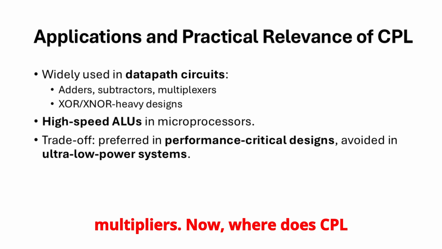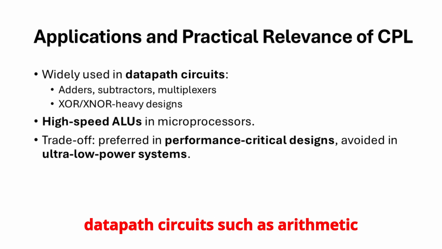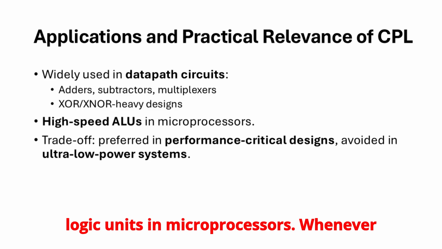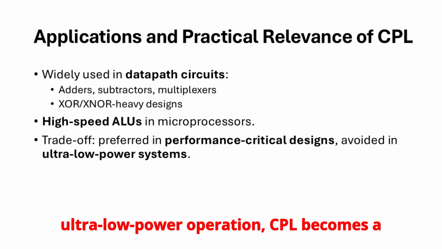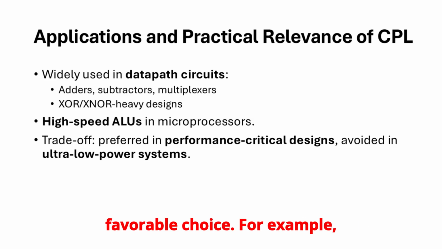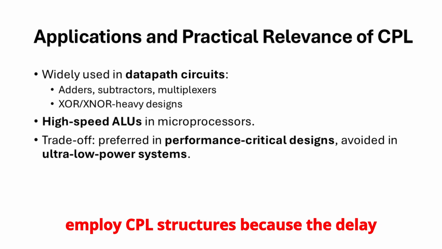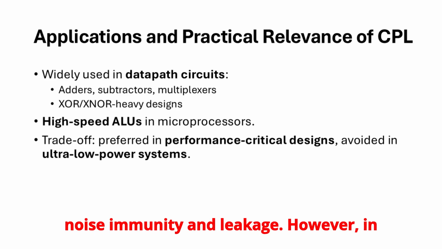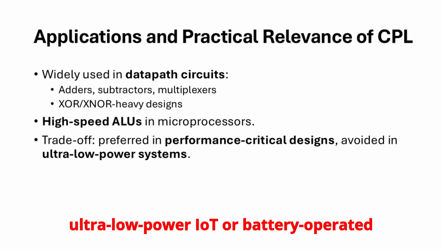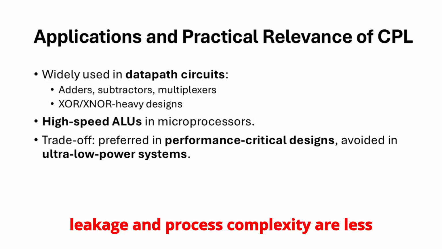Now, where does Corporal actually find use? Its strength in implementing XOR, multiplexers, and adders makes it highly relevant for data path circuits such as arithmetic logic units in microprocessors. Whenever high performance is prioritized over ultra-low power operation, Corporal becomes a favorable choice. For example, high-speed adders in processor ALUs often employ Corporal structures because the delay improvements outweigh the penalty in noise immunity and leakage. However, in ultra-low power IoT or battery-operated systems, Corporal is avoided since static leakage and process complexity are less tolerable.